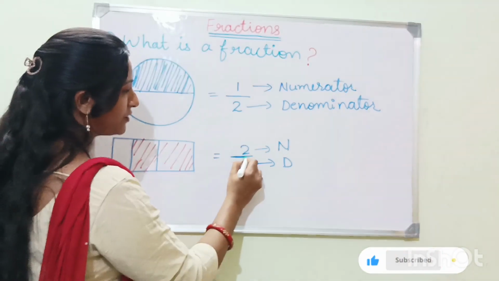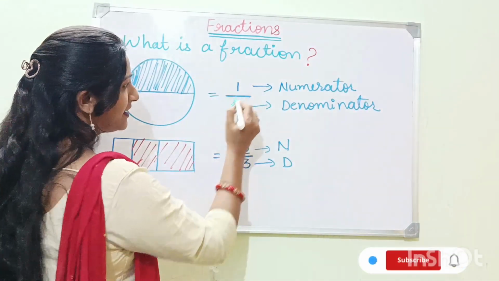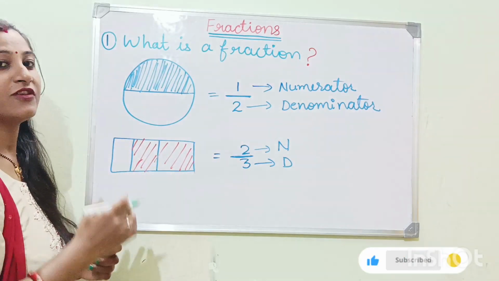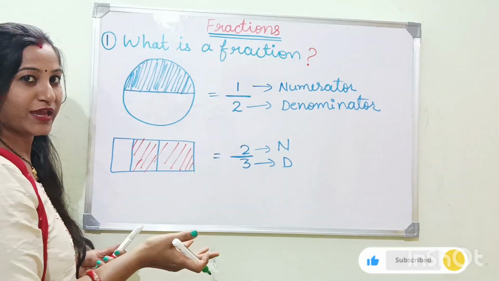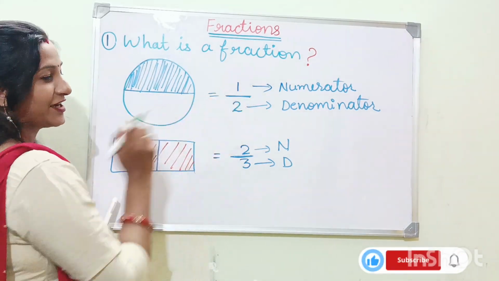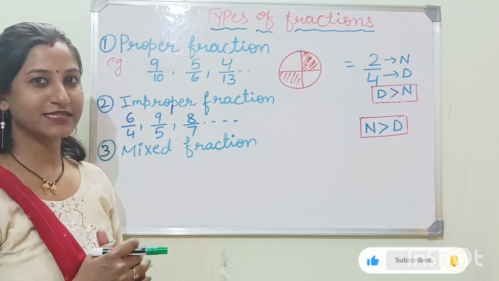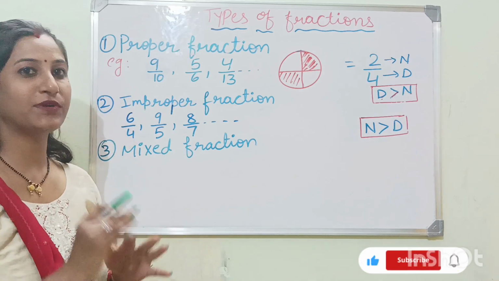So what do you mean by this line? It is a fractional line or fractional bar. It means it is divided. 1 divided by 2 also you can say, and it is a fraction. So you know what is the meaning of fraction. We'll see now the types of fractions.